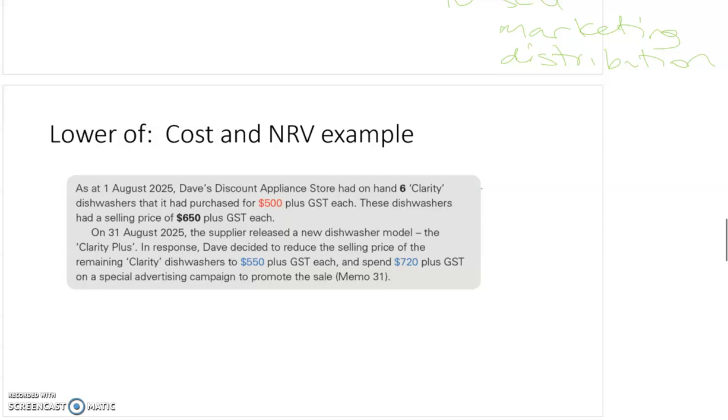So first thing to notice is what is the cost price of the inventory. So the cost price, we have 6 dishwashers and they cost us $500 each. So that's the cost price, $500. Currently, they're being sold for 650 plus GST. So the net realizable value is higher than the cost price. So we're valuing it at the cost price because it's lower.